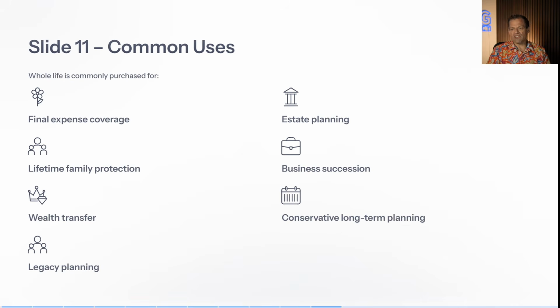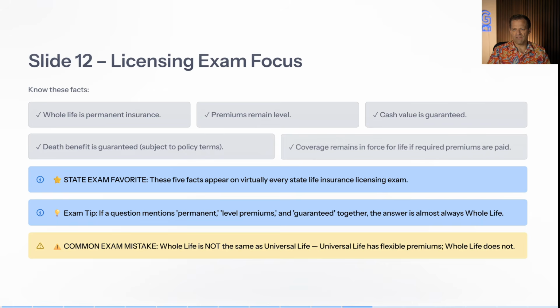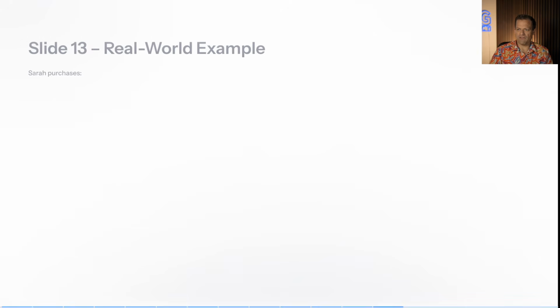So common uses include, again, like we said, final expense coverage, estate planning, lifetime family protection needs, business succession, wealth transfer, conservative, very long-term planning, and legacy planning too, okay? Licensing exam focus, so remember, these are the key things to remember about it. We've covered them already. They'll appear a ton. You can download this chart at lifehealthexamcoach.com if you're interested.